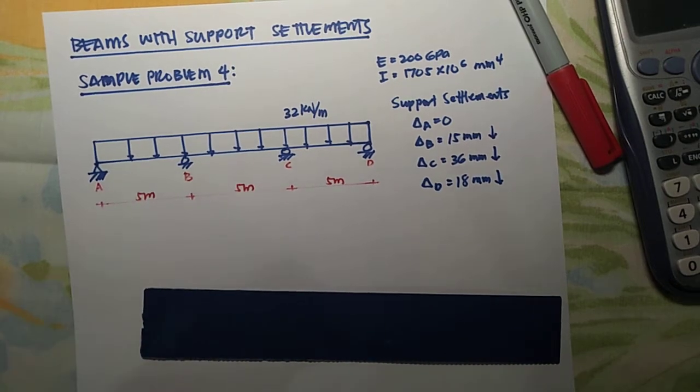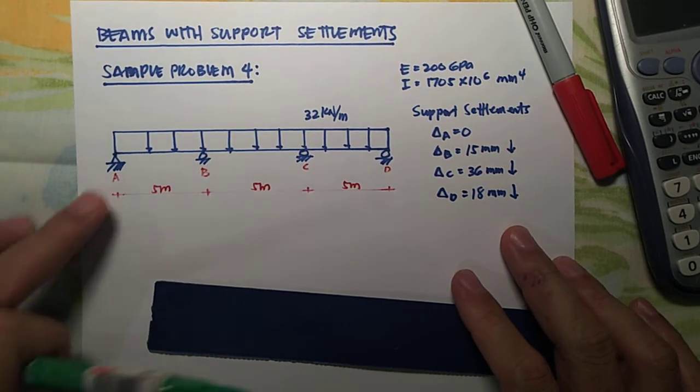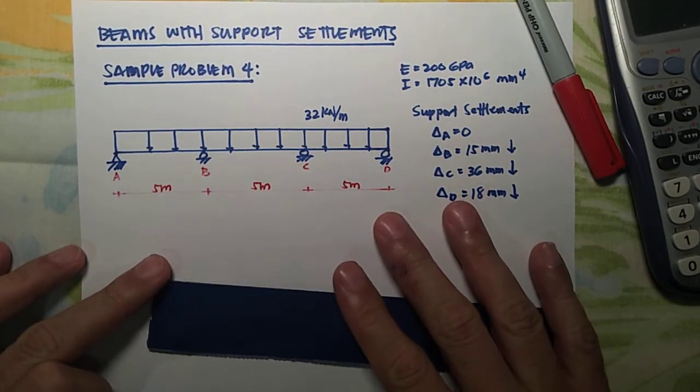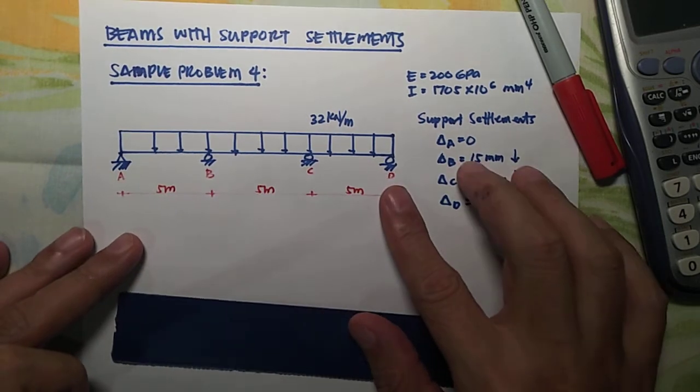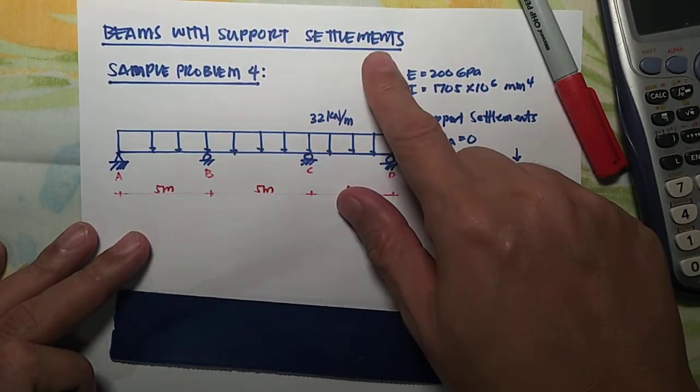Okay, so good day again. This time, we're on sample problem number 4. Again, this is a problem to be solved by slope deflection method for a continuous beam. But this time, for this sample problem, the beam has support settlements.